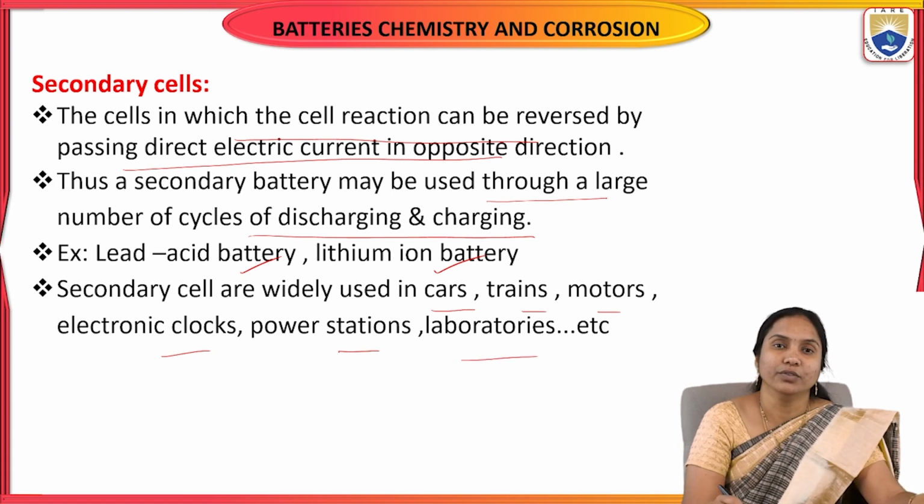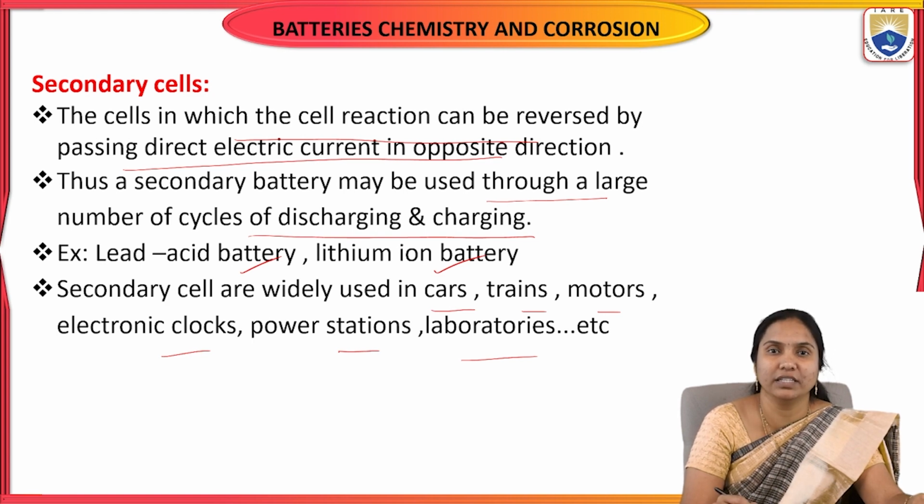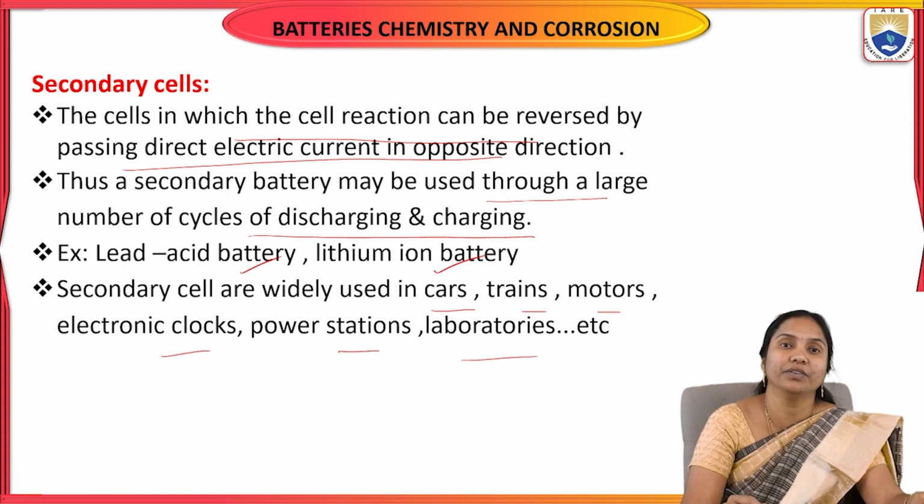So primary batteries means the cell reactions are not reversible; we can use them in only one direction. Secondary batteries means the cell reactions are reversible. Once we use these batteries, we can again charge and discharge them. We can use them for a number of cycles of charging and discharging by passing electricity in the opposite direction. These are called secondary batteries.